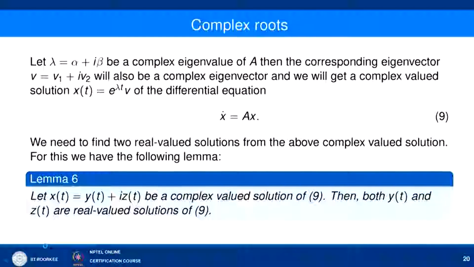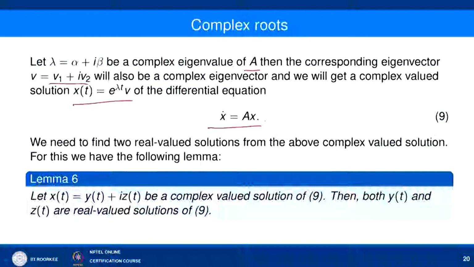Now we move forward and assume that we have a complex eigenvalue. How can we handle the situation? Let lambda = alpha + i beta be a complex eigenvalue of A. Then the corresponding eigenvector, let us assume it is given as v = v1 + i v2, will also be complex, and in this case we will get a complex valued solution, that is x(t) = e^(lambda t) v of the differential equation x' = Ax.